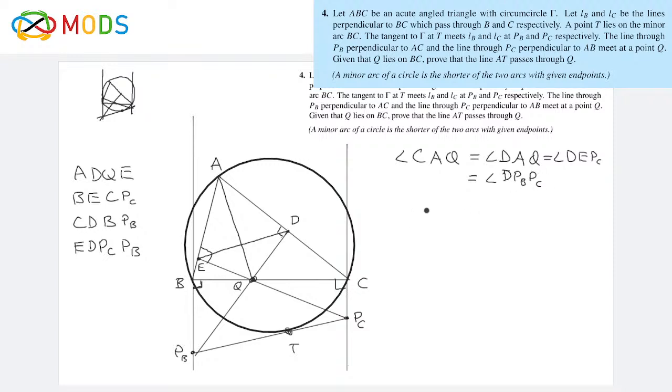Yes. Okay. Meanwhile, angle CAT is angle CTPC by alternate segment. Oh, yeah, that's also true. I was going to say CBT, but it is also equal to CTPC. And so this implies that CT must be parallel to PBD. If the problem was true, it would be done if you showed CT parallel to PBD.